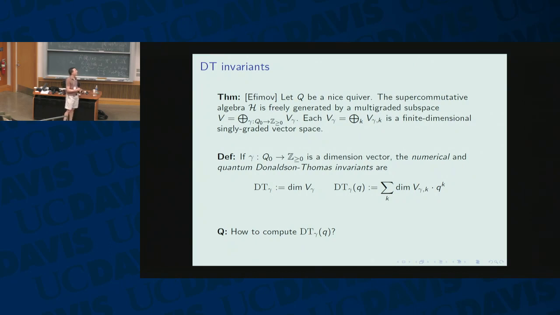And we might want to record the dimension data of this generating subspace V, right? So each piece, V gamma, is finite dimensional. So if gamma is a dimension vector, the numerical Donaldson-Thomas invariant dt gamma is just the dimension of V gamma. And each V gamma is itself singly graded, so we can actually record its graded dimension, its Hilbert series. This is the quantum Donaldson-Thomas invariant. So if you take the quantum invariant, plug q equals 1 in, you get the numerical invariant. And we're going to, sort of as good combinatorialists, look for ways to compute this dt gamma q.